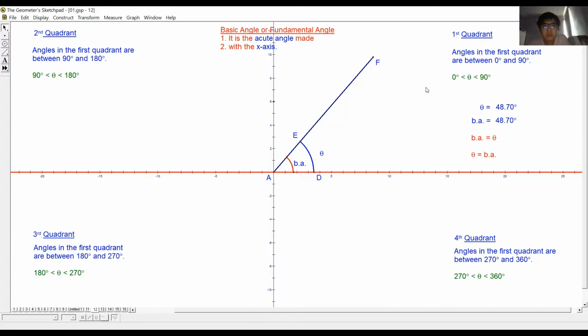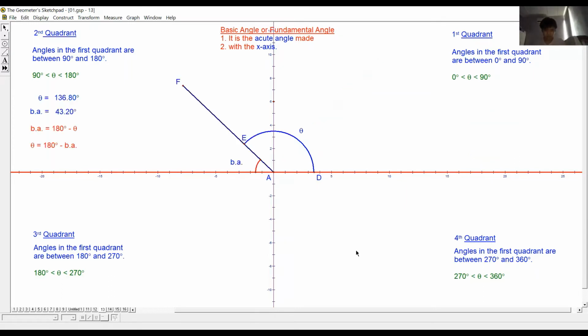Want to look at another quadrant to see the difference? In the first quadrant, there's no difference, because the angle is an acute angle. The acute angle with the x-axis is the same angle, so we cannot see the difference between the basic angle and the actual angle itself. So we look at the second quadrant to see the difference. Here we can see the difference.